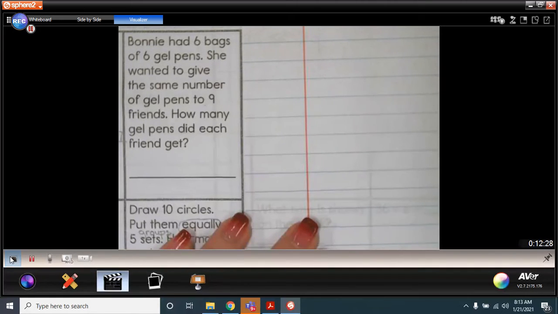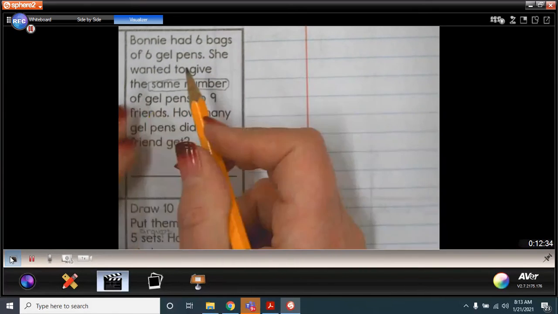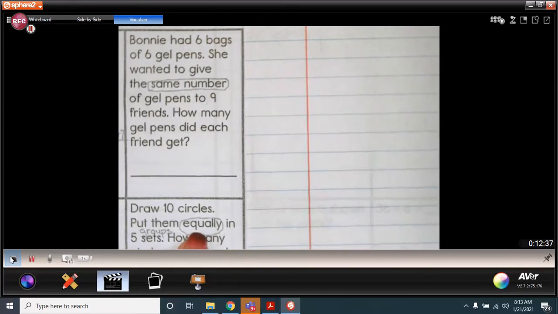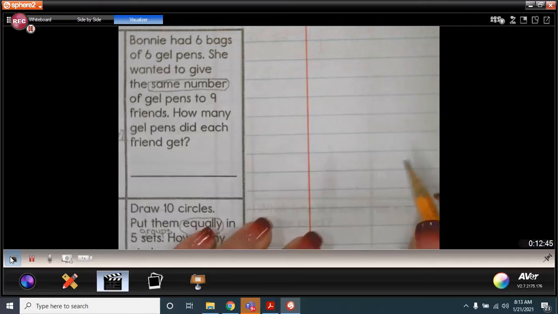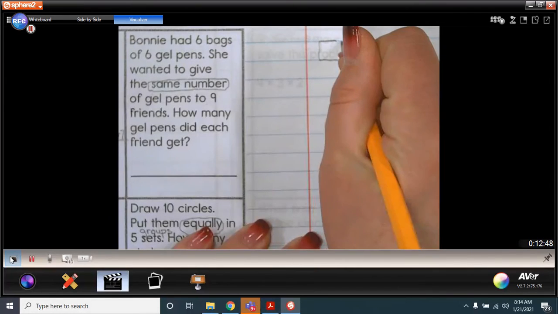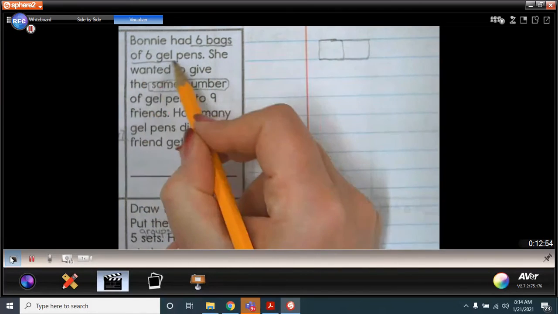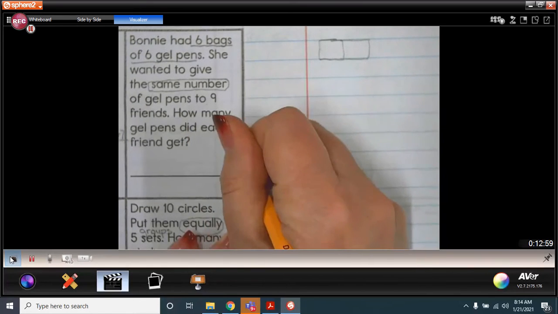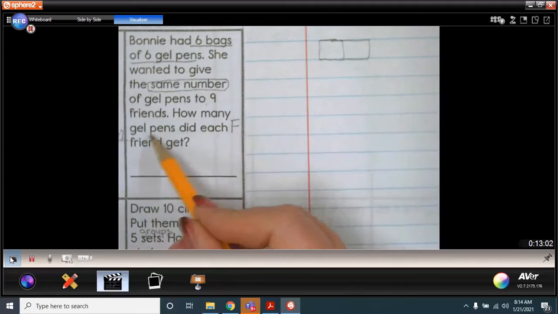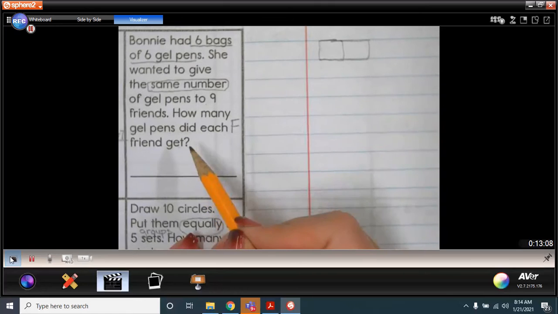Right, she's going to divide them equally because it's telling us the same number. And that's also related to equally here. If we think about something being separated equally, we're saying the same number. So the first thing we need to do is draw ourselves the first set of information: 6 bags of 6 gel pens in each bag. And we want to find, this is our F in KFA, how many gel pens did each friend get? How many pens did each friend get?